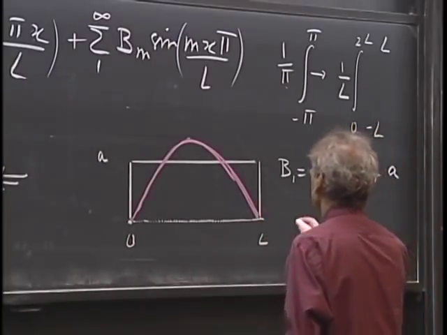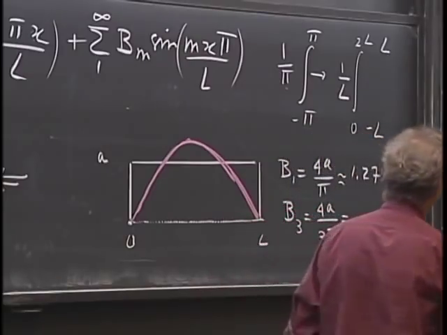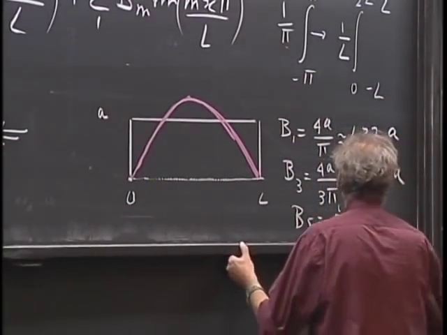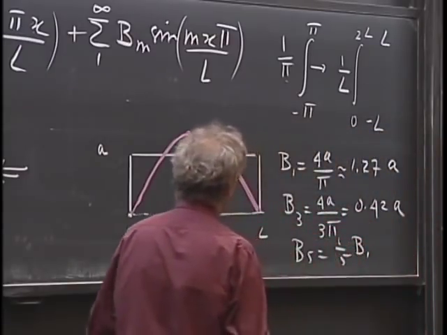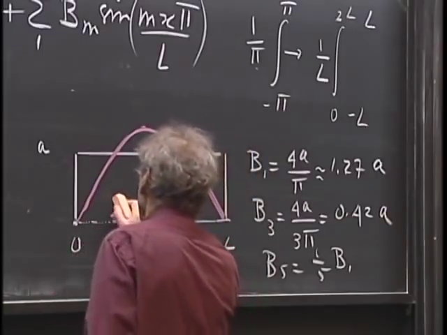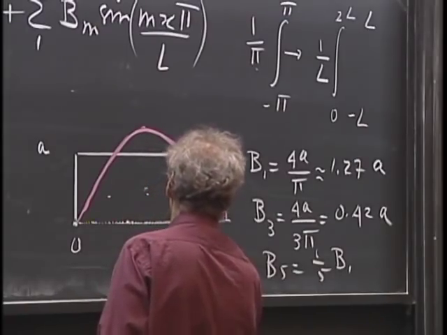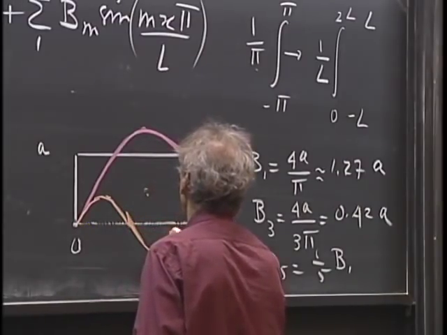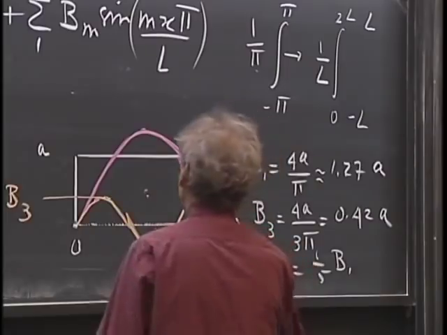The next one is B3. B3 is 4a divided by 3 pi. So it is 1/3 of 1.27, which is about 0.42a. And B5 is 1/5 times B1. Let's put in B3. So B3 has an amplitude which is about 0.4, which is about this much. That's about the height, 0.4, a little lower. And so here we have the maximum, and then we have a 0 here, we have a 0 here. And then we go through this point. So the curve is something like this. So this now is B3, and this is B1.